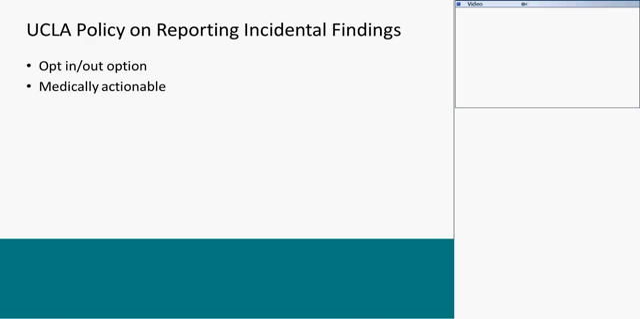The UCLA policy on reporting incidental findings is that in our consent, we have an opt-in or opt-out option. It says very clearly, yes, I want to have incidental findings, or no, I do not want to have incidental findings. And you can imagine why we have the opt-out, because it can create a lot of distress for families.